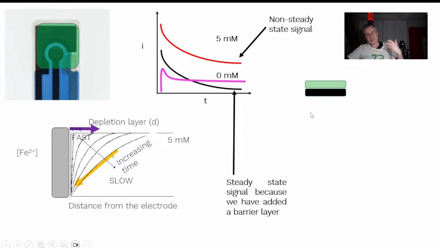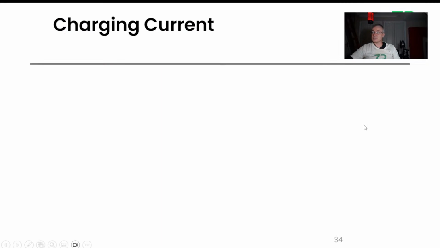I had to throw that in because I'm seeing some data coming from one of our clients which looks like it's non-steady state. And then one day they'll put a barrier layer on their sensor, and they'll be like, oh, now I've got a steady state. What's going on here? It's the barrier layer is now becoming the rate limiting, or the diffusion limiting, part of their signal. And at that point, they'll be steady state.